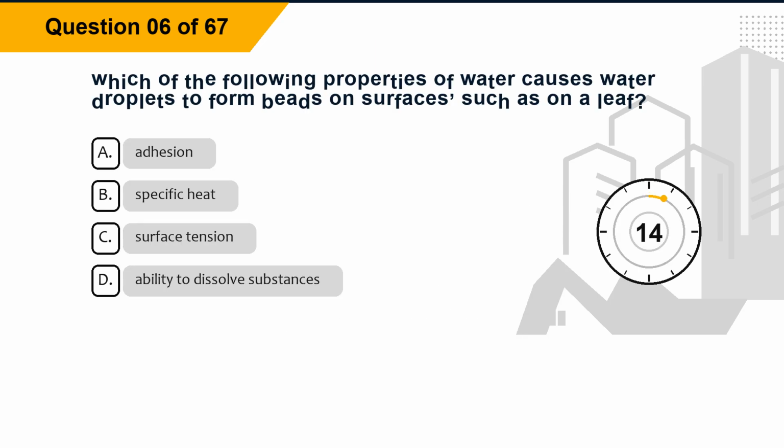Question 6. Which of the following properties of water causes water droplets to form beads on surfaces, such as on a leaf? Option A, adhesion. Option B, specific heat. Option C, surface tension. Option D, ability to dissolve substances.